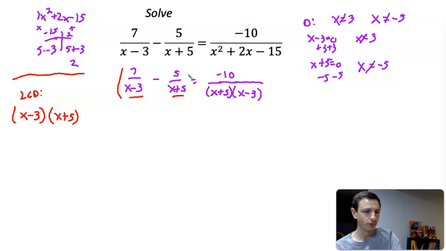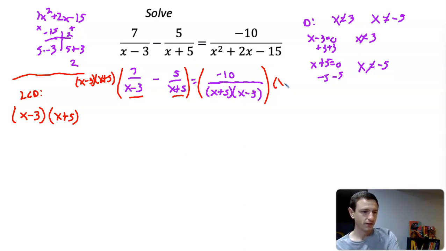So I'm going to multiply both sides by the least common denominator. So this is going to be x minus 3 times x plus 5 times all of this. And then here, x minus 3 times x plus 5 times all of this here. Well, just one term here. But here is really the key. When you multiply this out, you really want to be careful here.